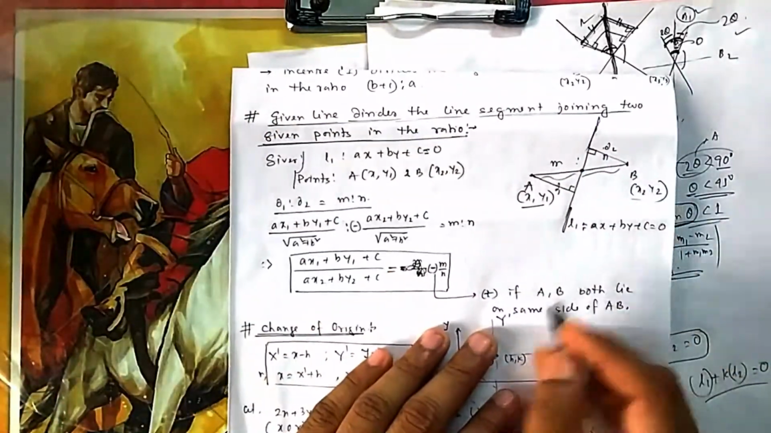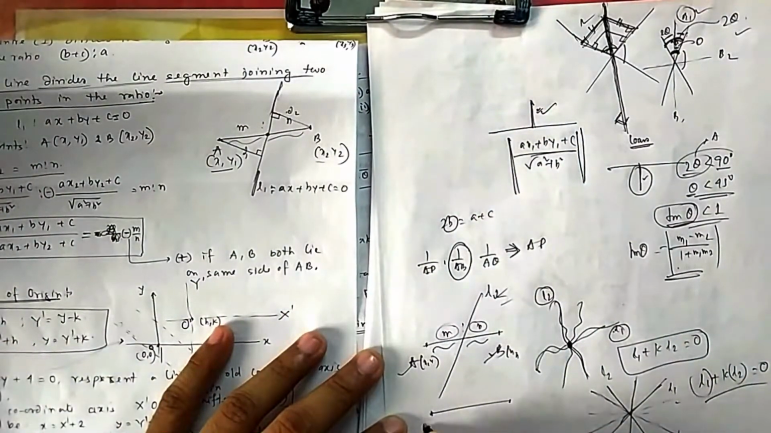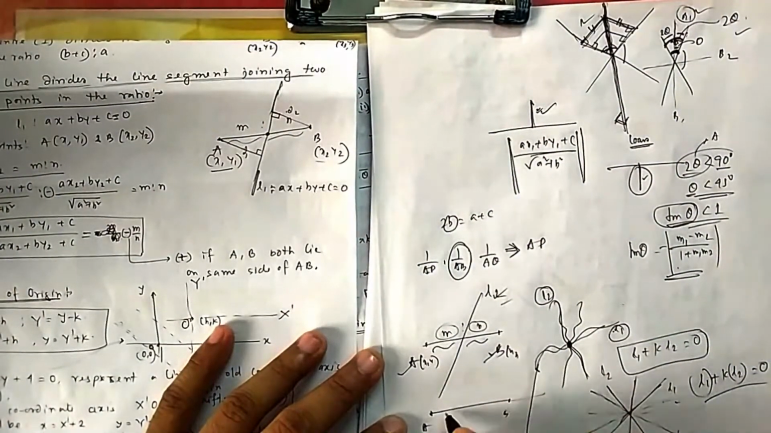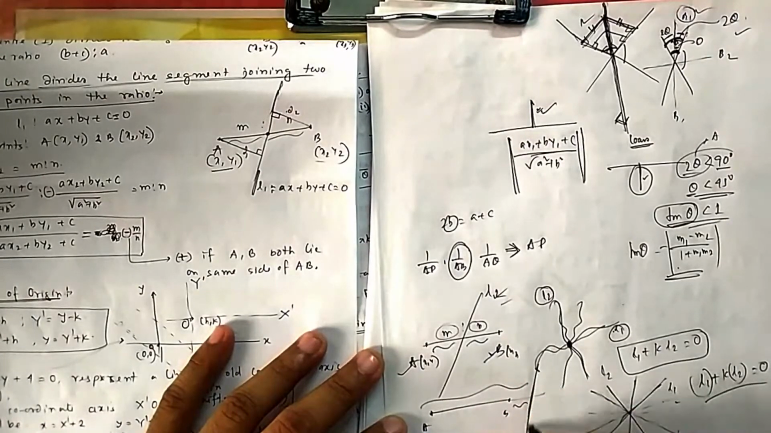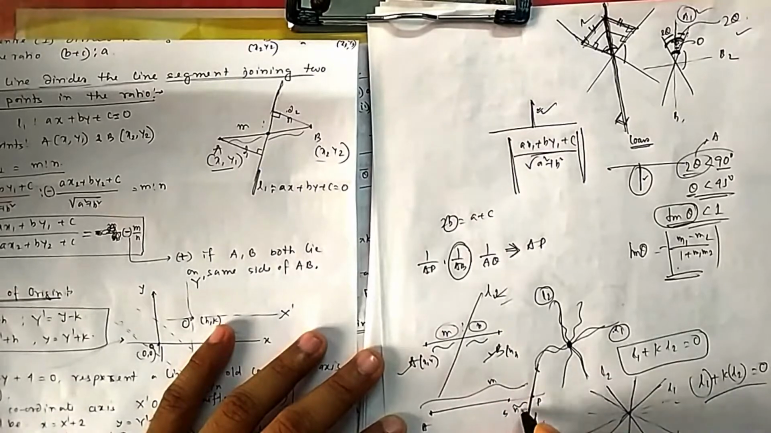If they both are on the same side, suppose this is the point, then it will be external division of AB, and the line that divides it in this ratio is external division. Suppose this line is dividing in this ratio. So this one we know, this is external division.